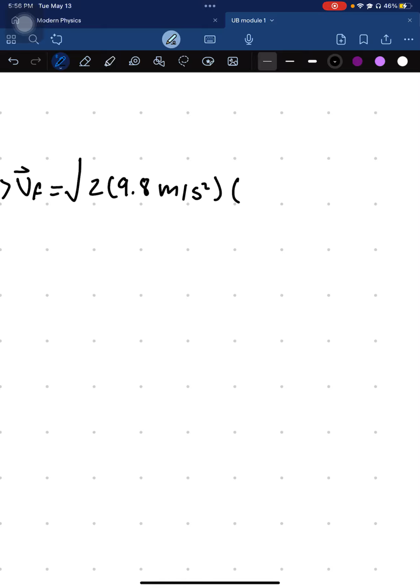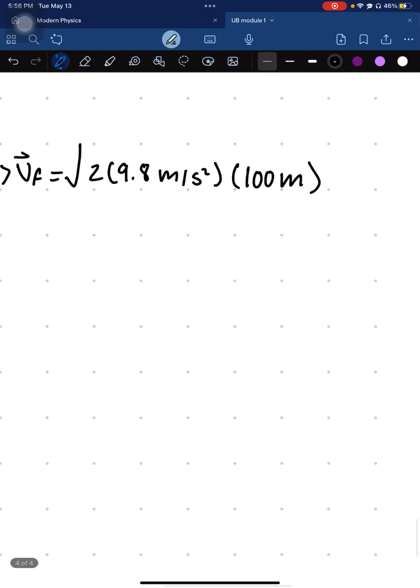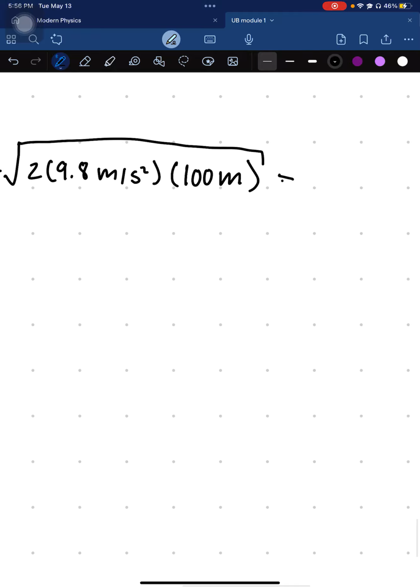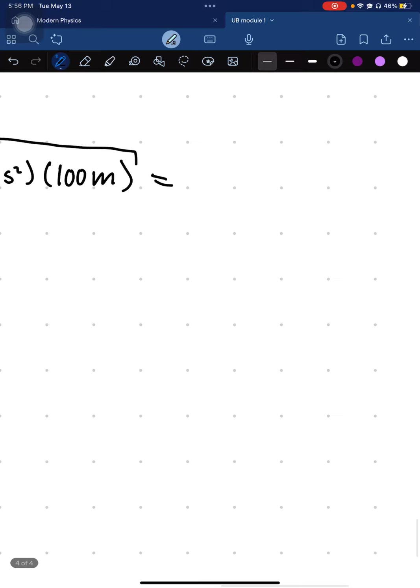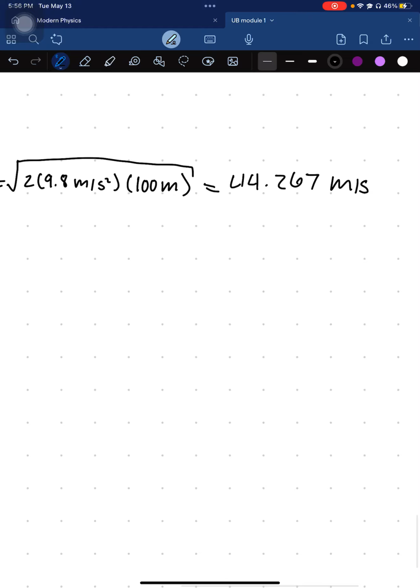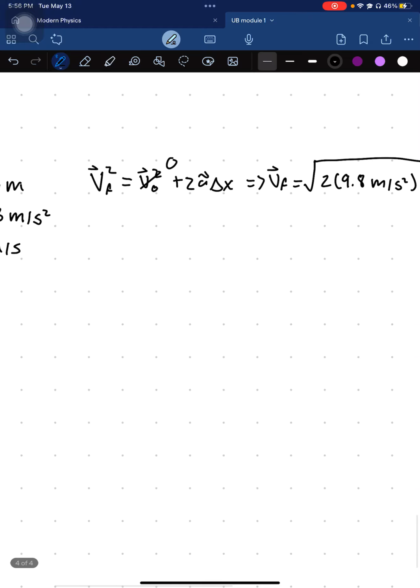So where was I? Oh yes, and delta y is 100 meters. These meters are going to be meters squared, and so that's going to be perfect. This equals 44.267 meters per second. Okay, and then we also want the time it takes.